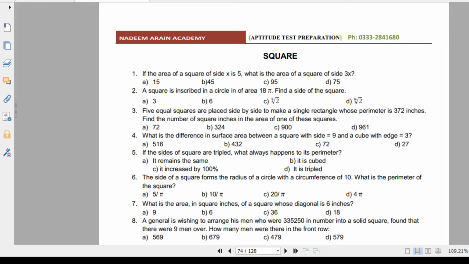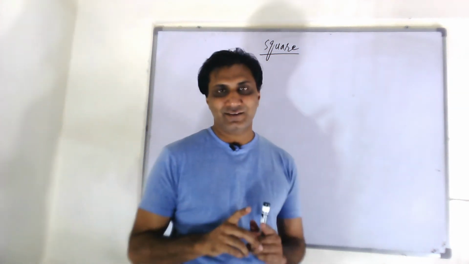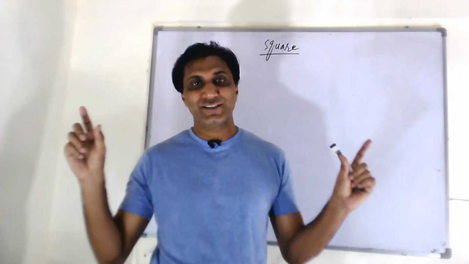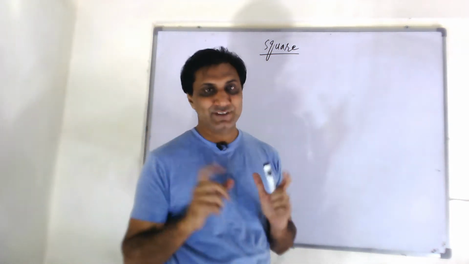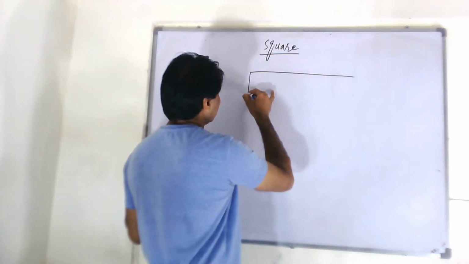Square question number 3. 5 equal squares are placed side by side to make a single rectangle whose perimeter is 372 inches. Find the number of square inches in the area of one of these squares. So the perimeter of the rectangle made by 5 equal squares is 372. This is like this. There are 5 equal squares side by side.